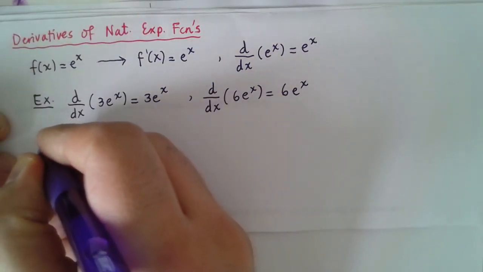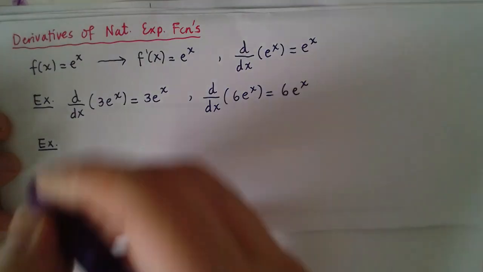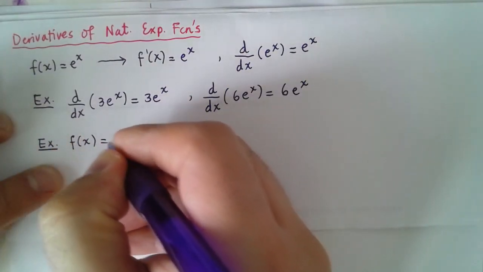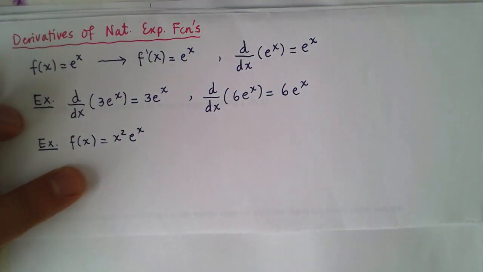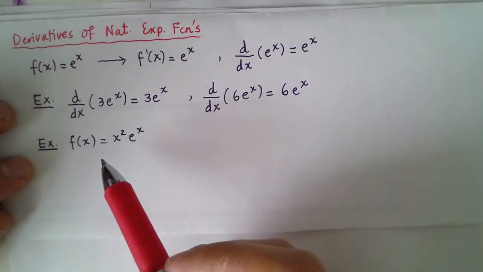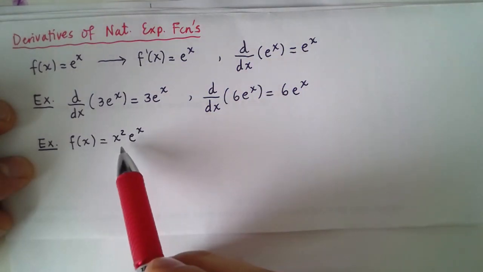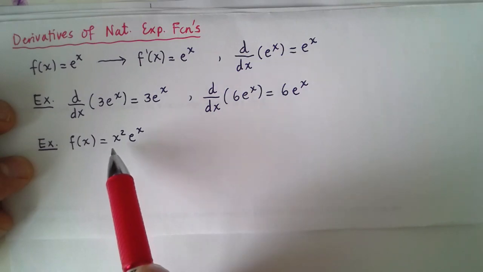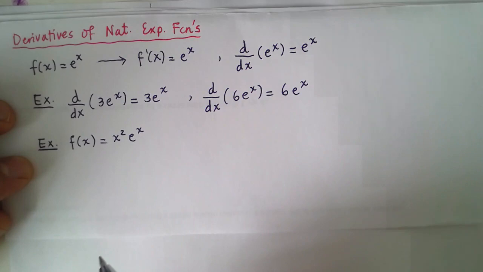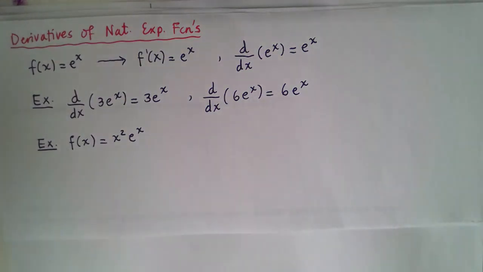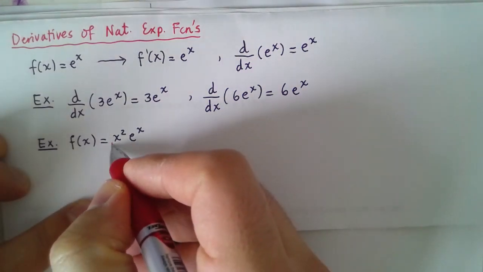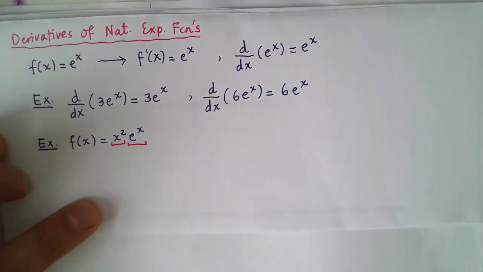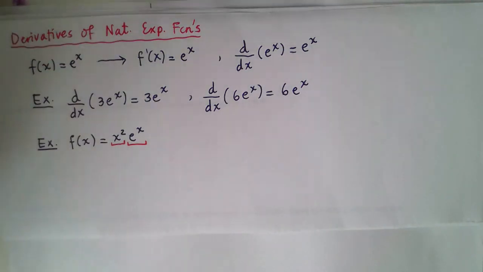Now, a little bit harder example: f of x equals x squared multiplied by e to the x. If you know the derivatives of polynomials, we know the power rule. But in this case, we have a polynomial function x squared, a quadratic function, multiplied by e to the x. So it's a product, and you cannot take the derivative directly, but you need to use the product rule. So you have the first function and the second function, one exponential, the other one polynomial.